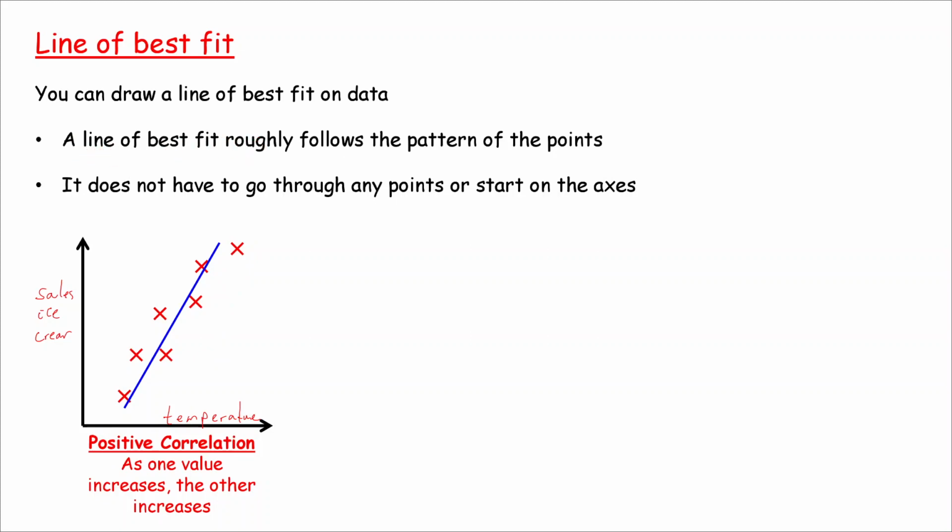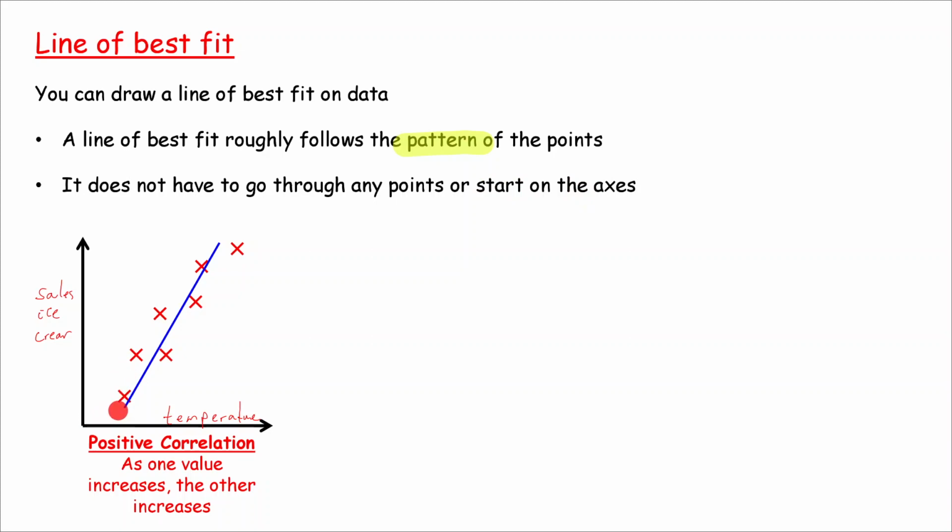Now, a line of best fit is this blue line here, okay? And it roughly follows the pattern of the points. So you can see you've got this positive upwards trend, and it follows roughly the pattern of the points. Now, this is really important. It does not have to go through any points. You've got all of these points here, and the line doesn't actually go through any of them. And also, it doesn't start on the axis. It doesn't start at the point 0, 0, okay?